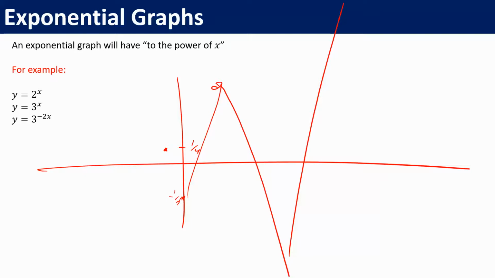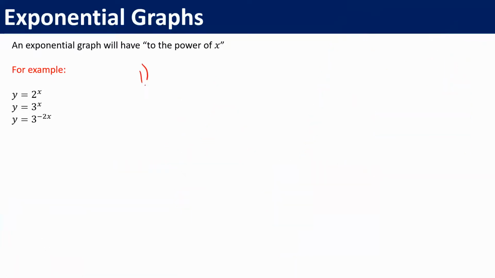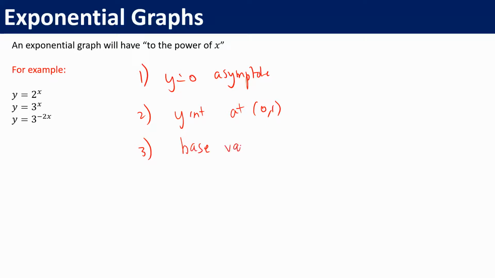If you type that in your calculator, it actually looks like a vacuum on that one side, instead of exponentially out and exponentially in. So the conditions: condition 1, asymptote at y equals 0. Condition 2, y-intercept at 0, 1. Third condition is that the base value cannot be less than or equal to 1. Can't.